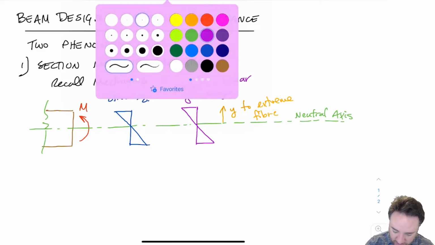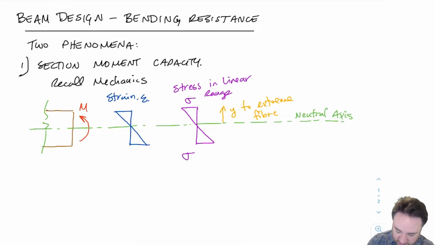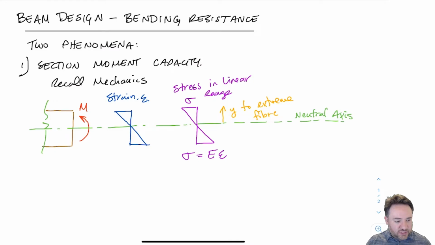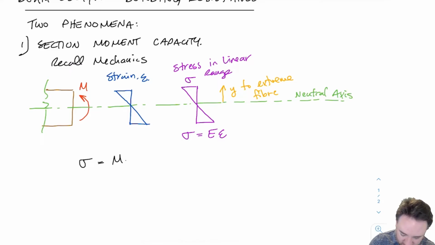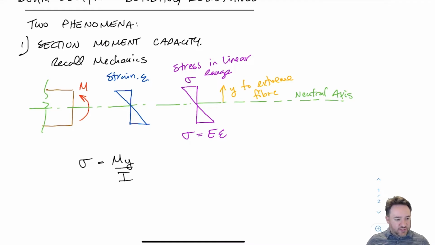And remember that if we want to relate the strain to the stress, we have this equation, which is a constitutive relationship between stress and strain, where the stress is Young's modulus times the strain. And this is all easy basic mechanics. And another equation that you will hopefully recall for calculating the stress is My over I. I won't go over the derivation of this right now. You can go back to your mechanics course.